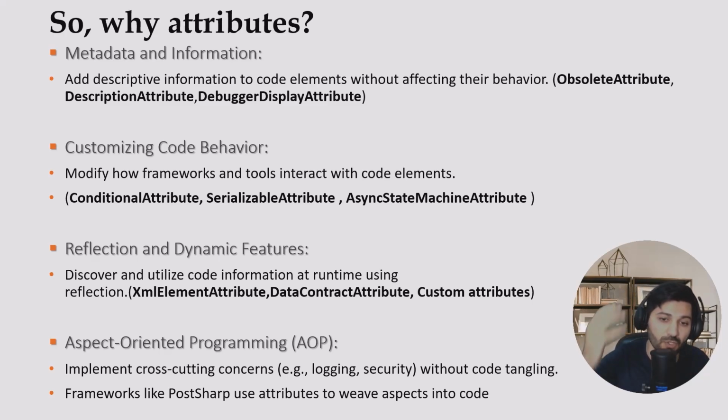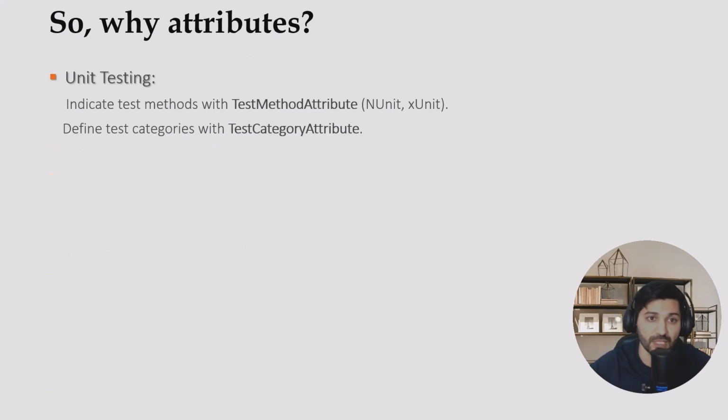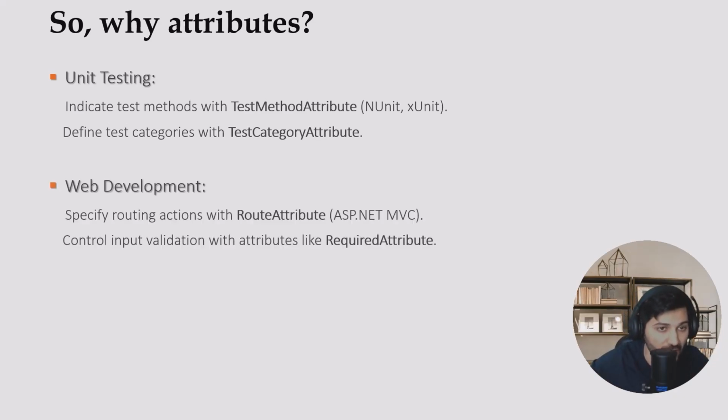So for example, for logging, for security purposes, you can build your own or you can use built-in attributes for that purpose. If you write unit tests, you have seen a lot of attributes like test method, test category, inline, fact, theory. This type of attributes helps us to write unit tests, to build unit test structure.